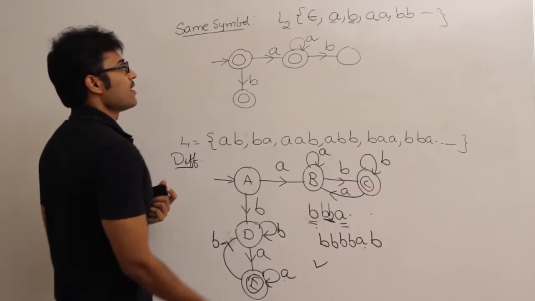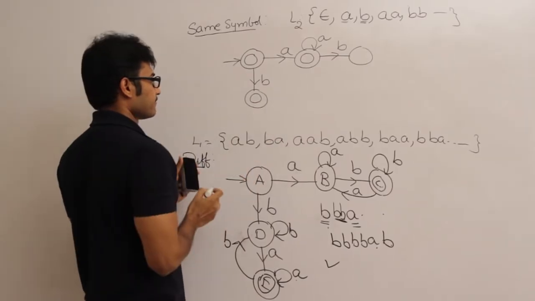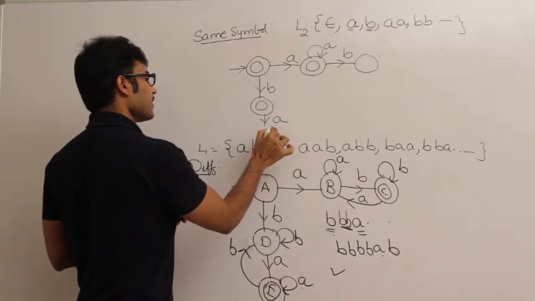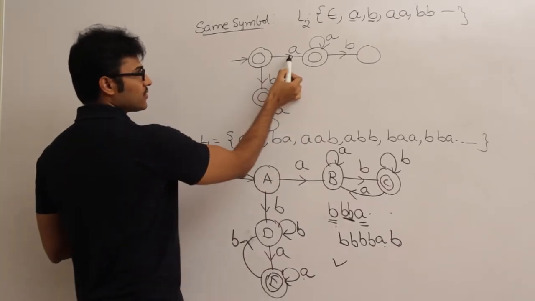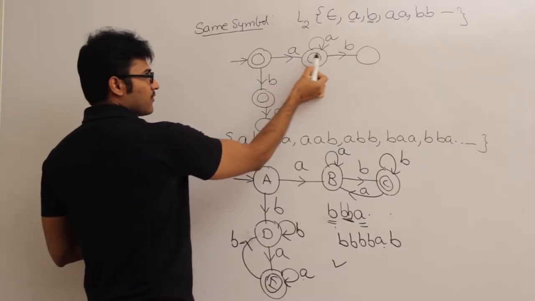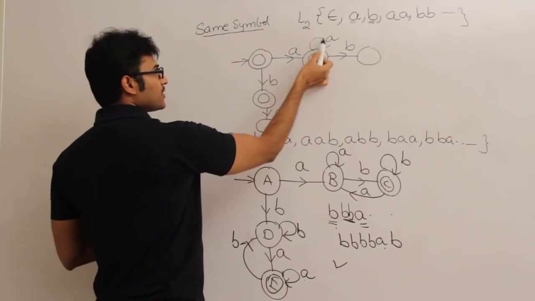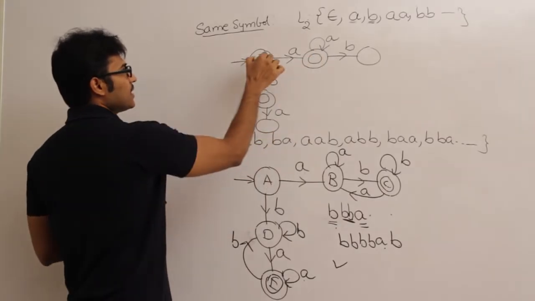Right? And here if I get an A, I should reject it. Which means if a string starts with A and ends with B, I am going to reject it. If a string starts with A, any number of A's is nothing but ending with A, so I am going to accept it, right? So let's see about this.